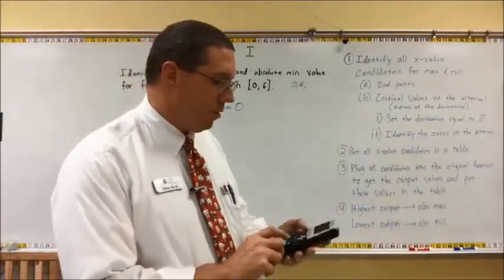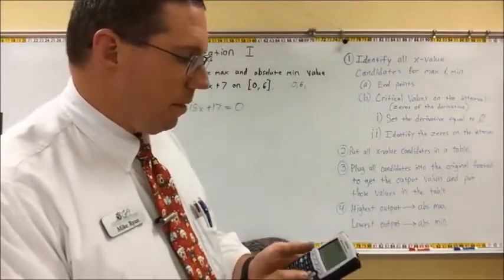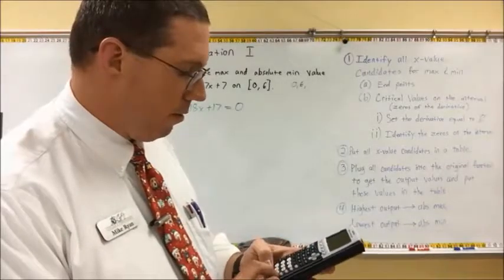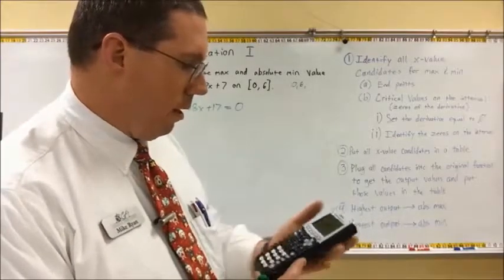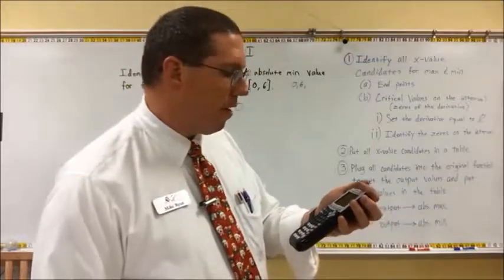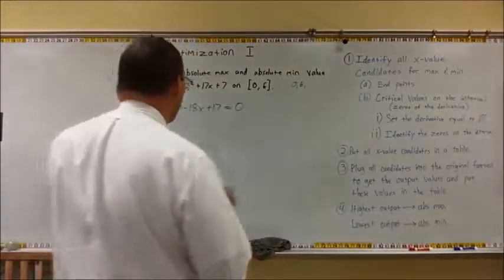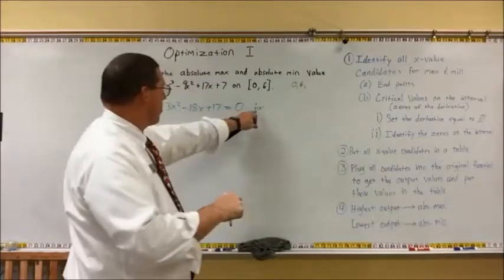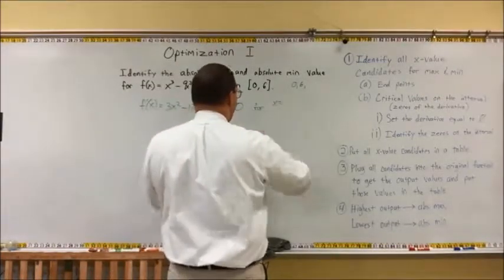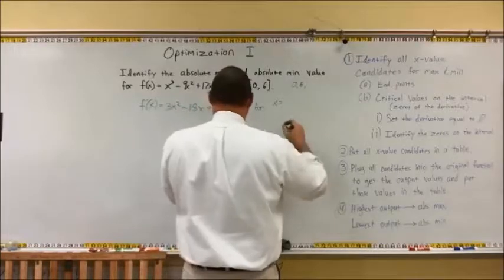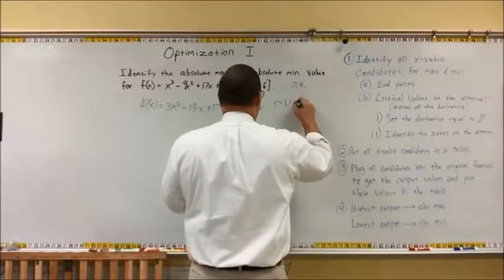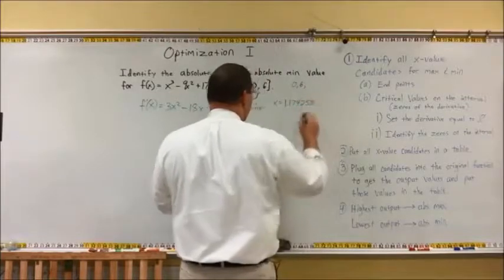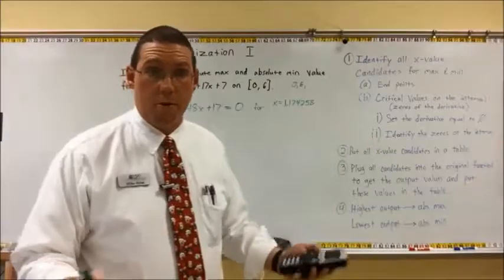Okay? So let's see here. I'm going to go second, trace. I'm at the calculate menu. I'm going to choose option 2, which says zero, left bound, right bound. And it looks like I have a zero at 1.174258. So the derivative equals 0 for x equals 1.174258. Okay, that's one of them, and it's between 0 and 6, so we're good.